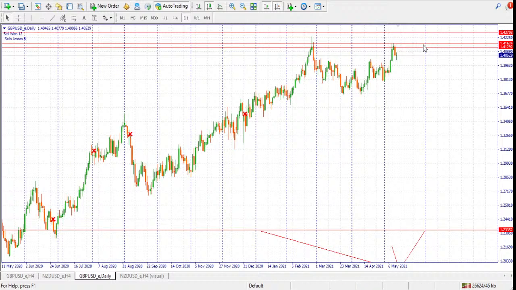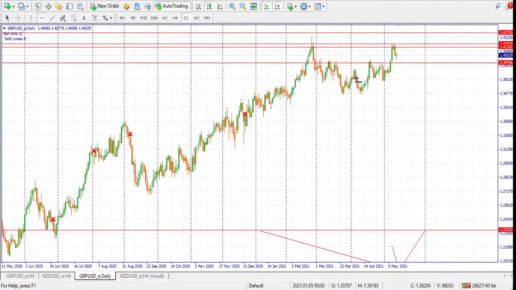So this will give us the correct place to look for a sell from. We do expect that sell to push us at least up to this point. This is a very good support level. And then the next support is this.